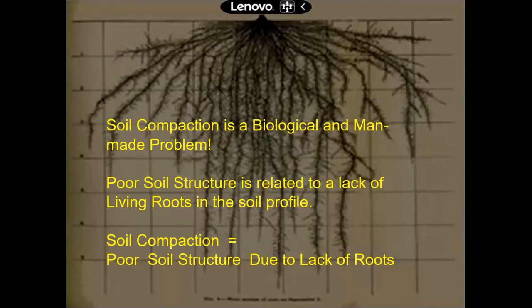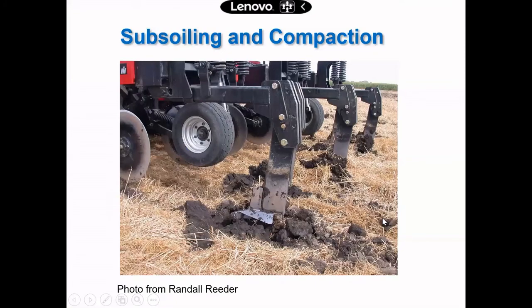Soil compaction is a biological and man-made problem. Poor soil structure is related to the lack of living roots in the soil profile, and really soil compaction is just poor soil structure due to that lack of roots. You've got to have more roots. If you want to improve your soil, just keep adding more organic matter and having those live roots, and that will make your soil better.